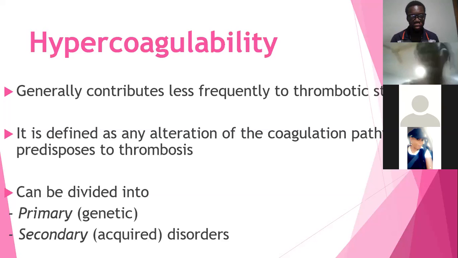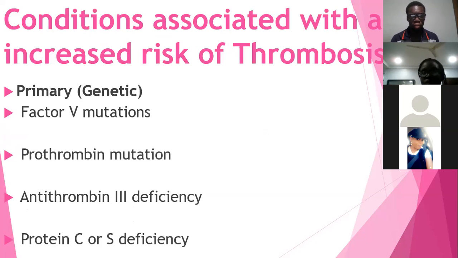Hypercoagulability means that the blood has an increased tendency to clot. And this can be divided into two. We can have primary and secondary disorders. So primary disorders means that the person is born with a genetic disorder that causes their blood to clot. So things like clotting factor deficiency, mutation of some of the clotting factors, or deficiency of the antithrombotic factors, so like antithrombin 3 and lack of protein C and S.